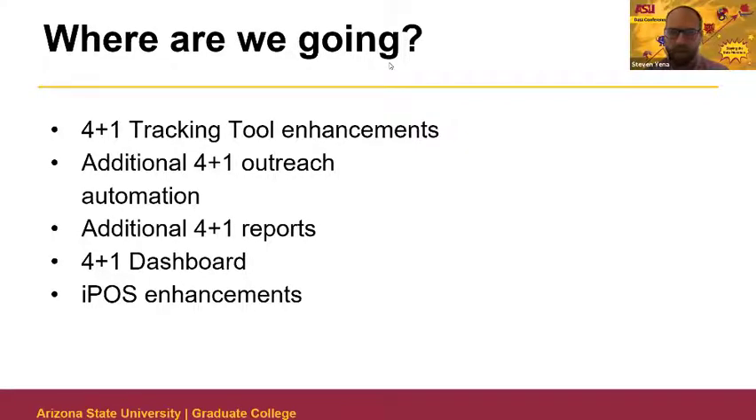So where are we going for the future? We are in the early stages of gathering some requirements for some enhancements to the 4+1 tracking tool in PeopleSoft based on some great feedback I know we've gotten from many of the advisors, and I think probably some are on this presentation. So thank you. We're looking at some additional 4+1 outreach automation. So how do we do some communication in a more effective way for this? Additional 4+1 reports. And then, like Zan showed, the 4+1 dashboard, we'll be rolling that out here in the coming weeks, putting the finishing touches on that.